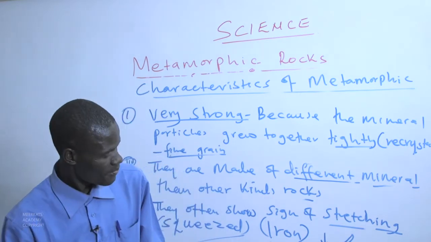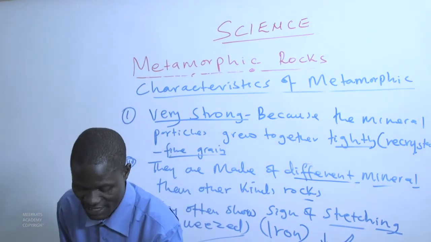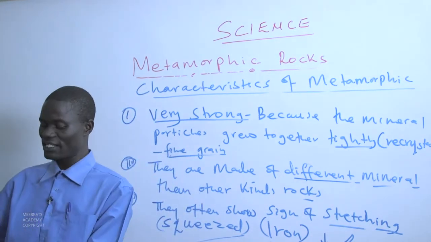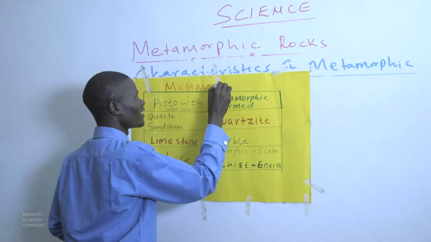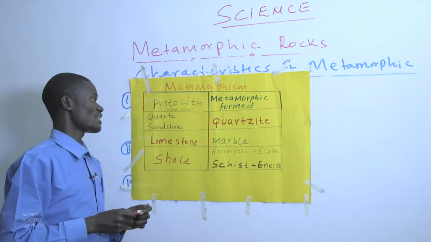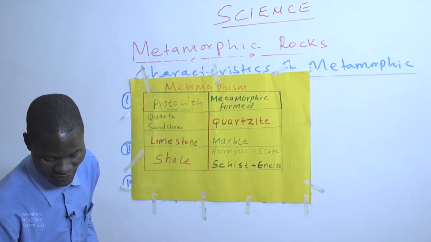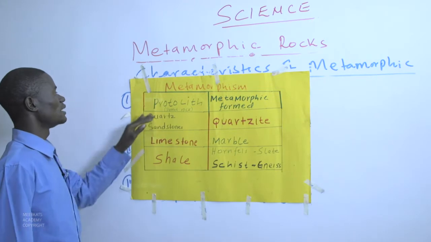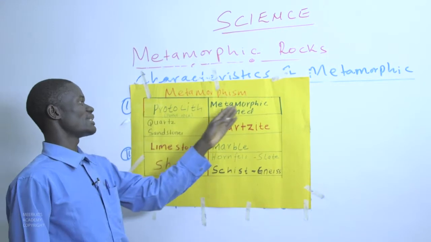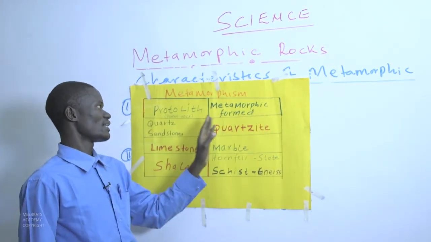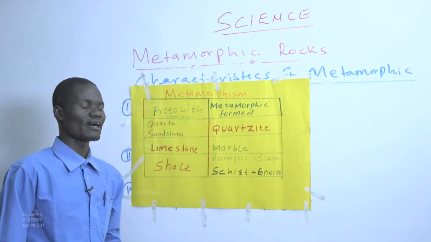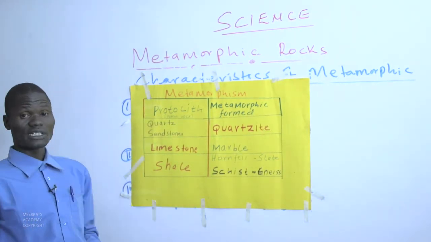Having looked onto this, we'll be able to look at various types of rock on the chart, and then finally we will wind up the metamorphism of various rocks. I have picked very few examples here. The protolith is the parent rock, and the metamorphic rock that is formed simply means the new structure or the new appearance of a rock.